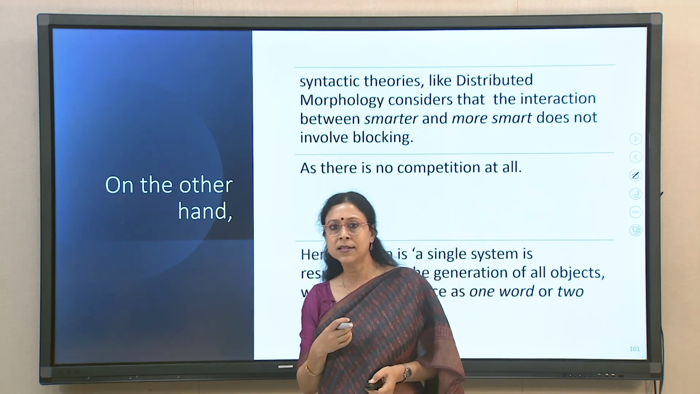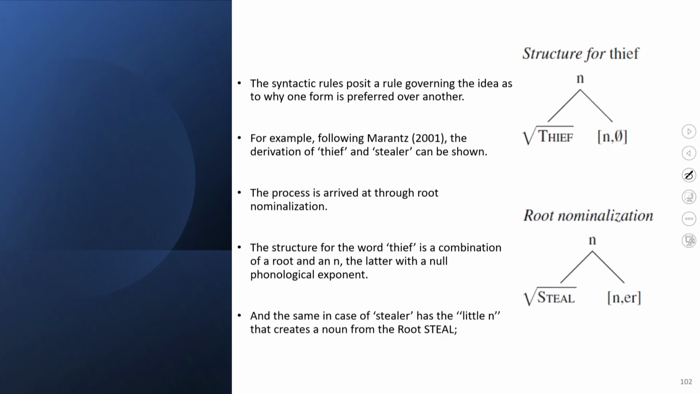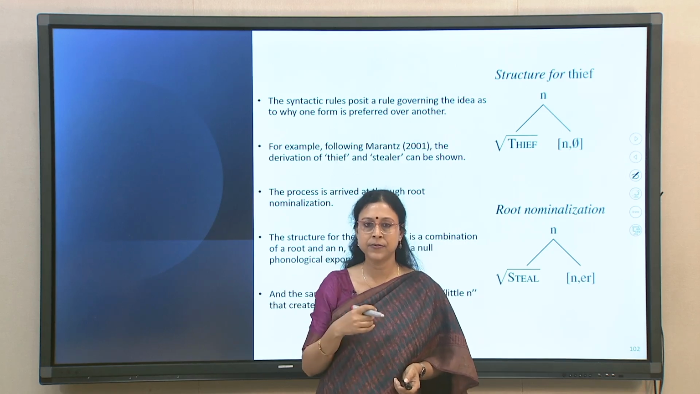They consider that the interaction between smarter and more smart does not involve blocking, and there is no competition at all. So we are back with our older example of smart and more smart. Here the idea is that a single system, as I have already talked about, is responsible for the generation of all objects, whether they are one word or two words. Based on that we have this kind of structure which we have just seen.